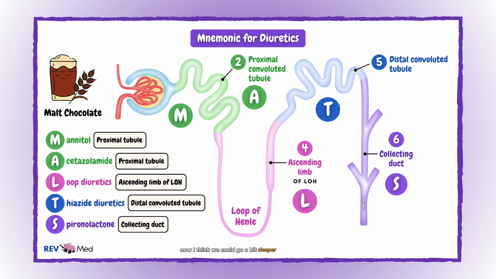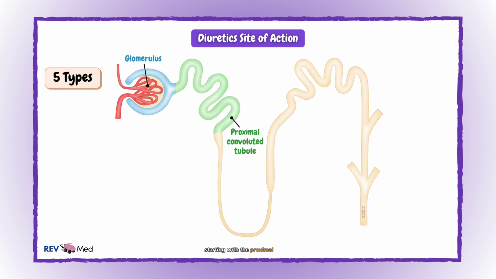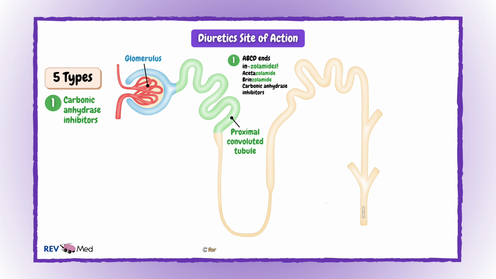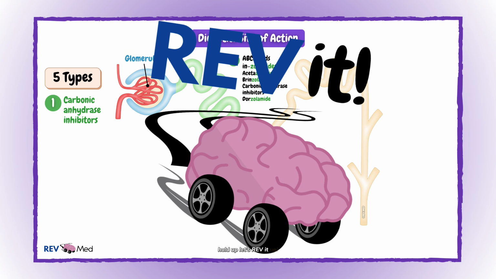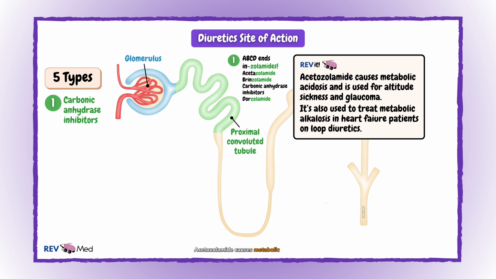Now I think we could go a bit deeper into each class. Starting with the proximal tubule, we got two players. One is carbonic anhydrase inhibitors, which you'll remember with the mnemonic A, B, C, D. These typically end in zolamide. A for acetazolamide, B for brinzolamide, C for carbonic anhydrase inhibitor, and D for dorzolamide. These guys block bicarbonate reabsorption, leading to diuresis. Hold up, let's rev it up. Acetazolamide causes metabolic acidosis and is used for altitude sickness and glaucoma. It's also used to treat metabolic alkalosis in heart failure patients on loop diuretics.